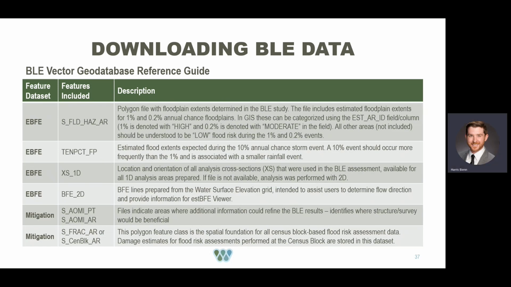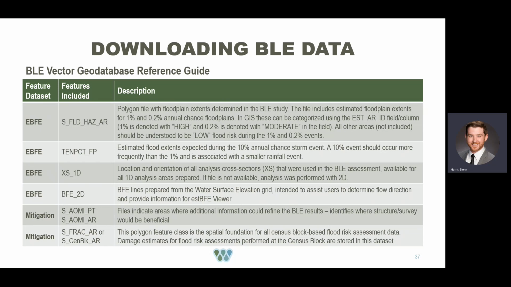The S_FLD_HAZ_AR feature class details the polygon floodplain extents determined in the BLE study. The file includes estimated floodplain extents for the 1% and 0.2% annual chance floodplains. In a GIS, these can be categorized using the ESTAR_ID field. 1% is denoted with high and 0.2% is denoted with moderate. All other areas that aren't included by this feature class should be understood to be low flood risk during the 1% and 0.2% events.